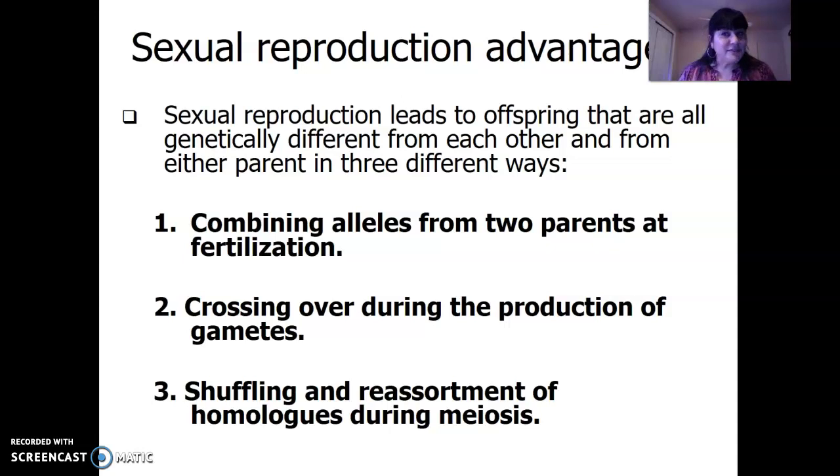You have to have gifts sometimes to find a mate. Yes, birds do this. So what is the advantage? Well, the advantage is this genetic variation. So the combination of alleles from two parents at fertilization creates variation. Crossing over during the production of gametes creates variation. And the shuffling and reassortment of the homologous chromosomes. So if we ask how sexual reproduction produces variation in the offspring, these are the three ways.